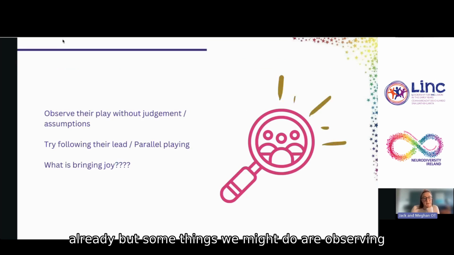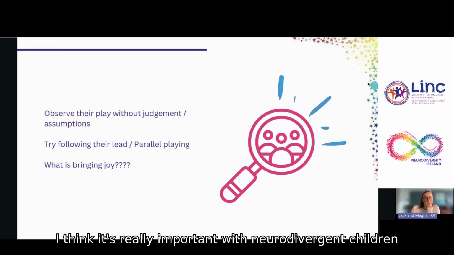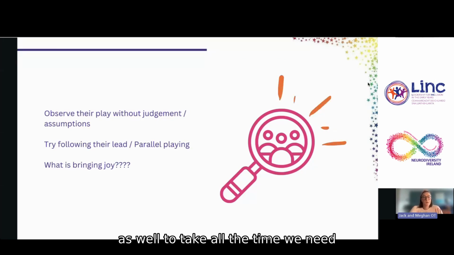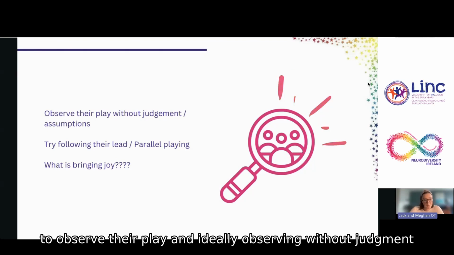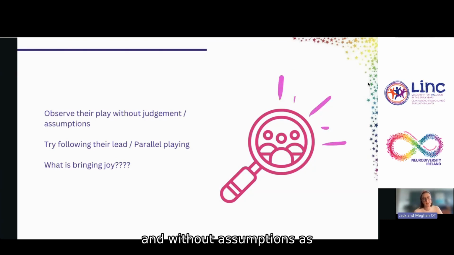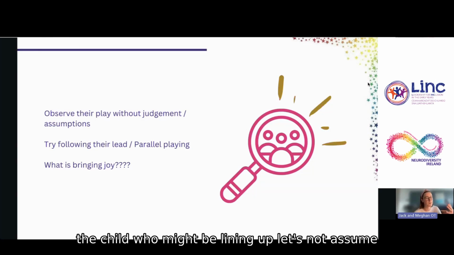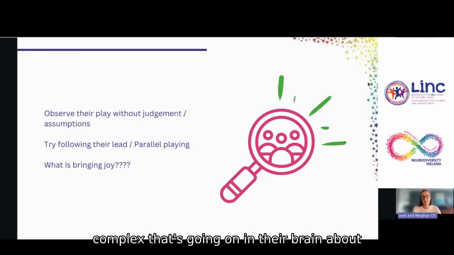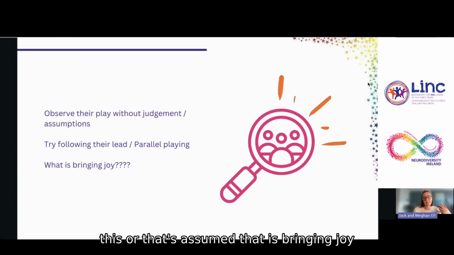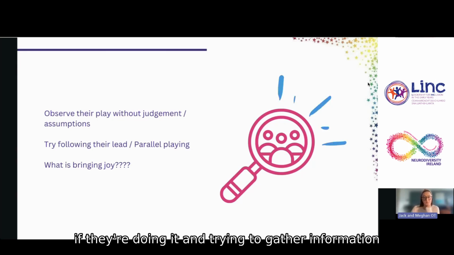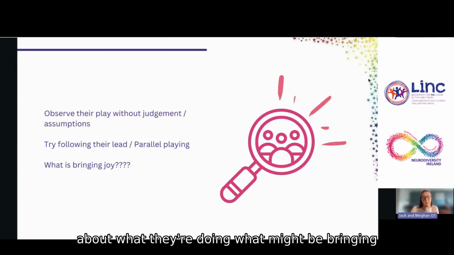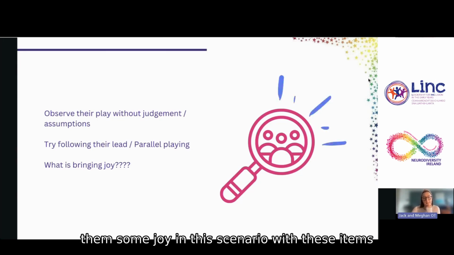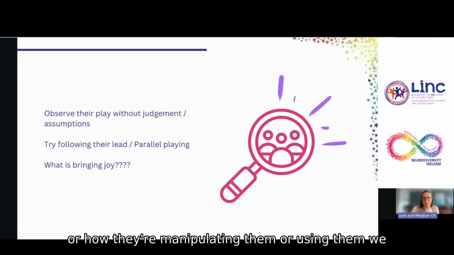Some things we might do are observing. I think it's really important with neurodivergent children to take all the time we need to observe their play, and ideally observe without judgment and without assumptions as to what's happening. So going back to the child who might be lining up, let's not assume there isn't something more complex going on in their brain about this, or let's assume that it is bringing joy if they're doing it. And try to gather information about what they're doing, what might be bringing them some joy in this scenario or with these items, or how they're manipulating or using them.